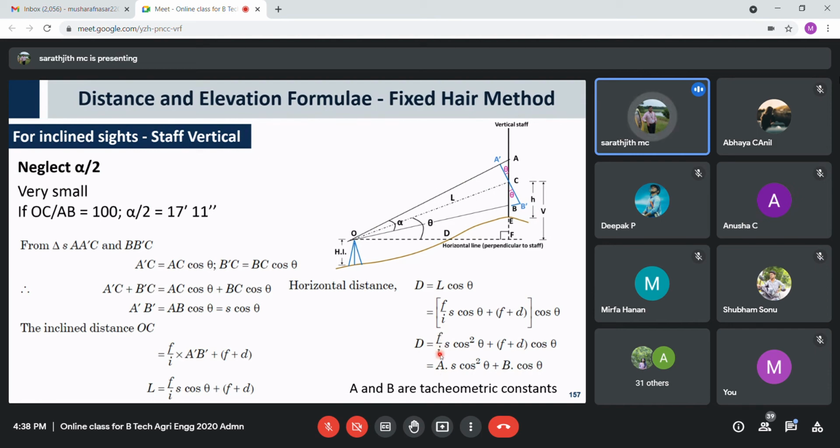F by I we treat as A and F plus D as B. A is the multiplying constant, B is the additive constant, and combinedly they are called the tachometric constants. So the horizontal distance formula is this one: A times S cos square theta plus B cos theta.